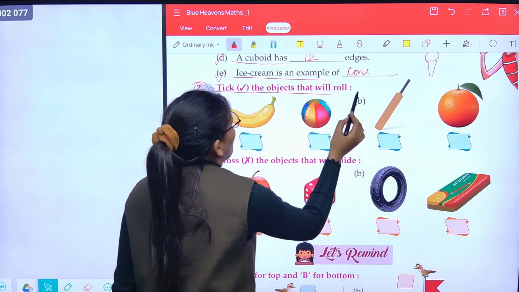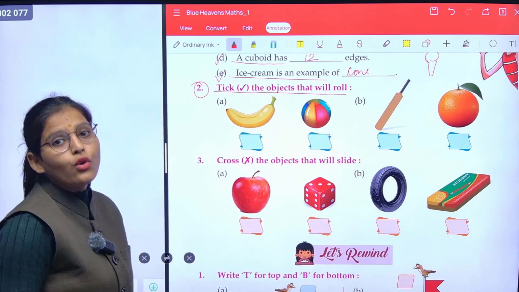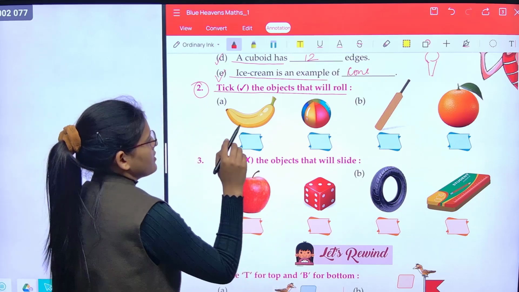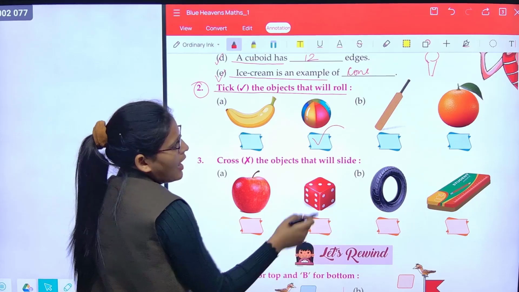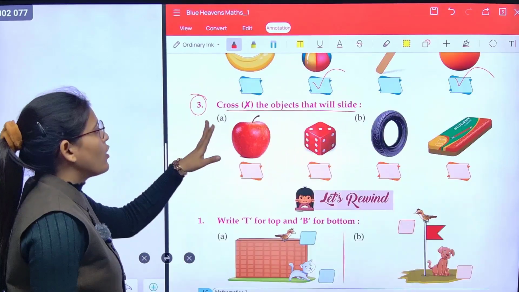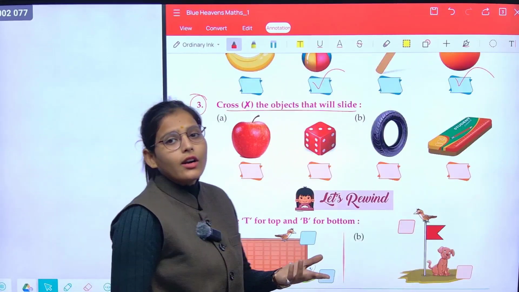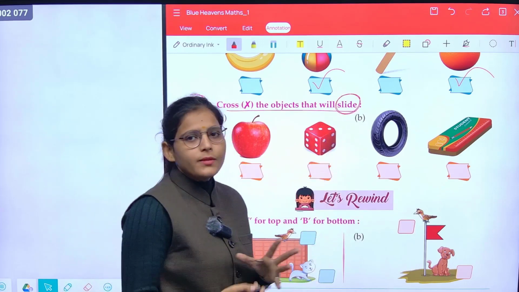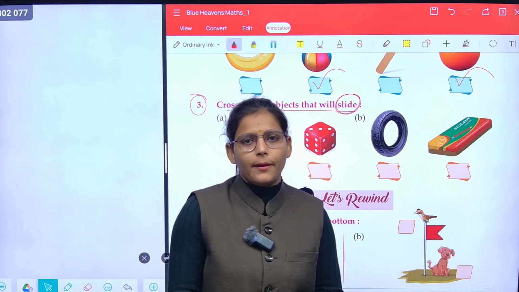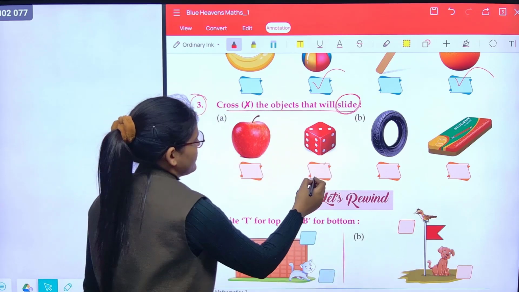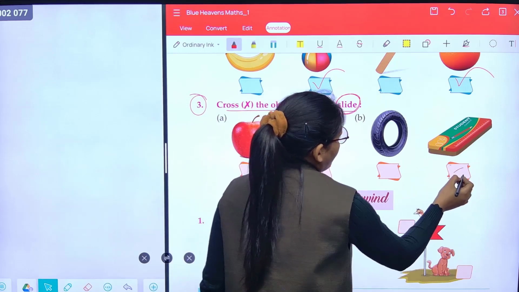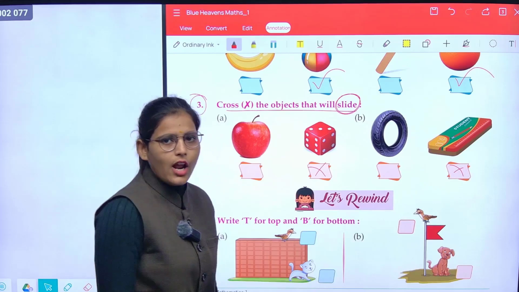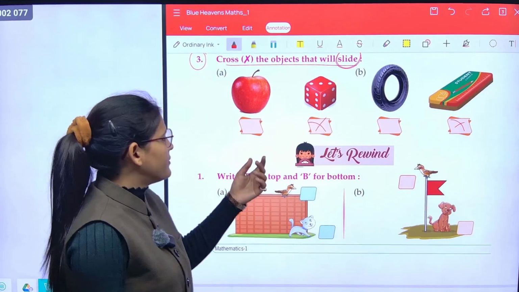Tick right the object that will roll. जो roll कर सकते हैं, जिनका surface क्या होता है? Roll होता है, round होता है जिनका surface. Class see, ball and orange. Cross the object that will slide. Class, slide means जो slide कौन से object करेंगे? जिनका surface क्या होता है? Flat होता है. So it is dice and geometry box, because apple is round in shape and this is also round in shape. Okay class?